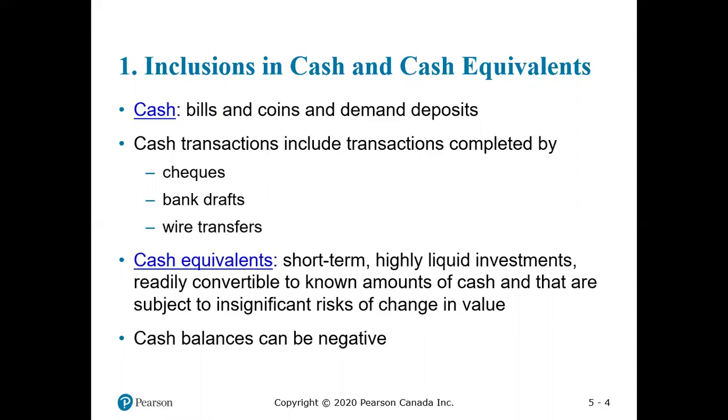Cash equivalents are short-term, highly liquid investments that are readily convertible to known amounts of cash and that are subject to insignificant risks of changes in value. This often includes things like guaranteed investment certificates that mature within 3 months, savings accounts held with banks, checking accounts held with banks, etc. Cash balances can be negative, so a bank overdraft can be considered cash in certain situations.